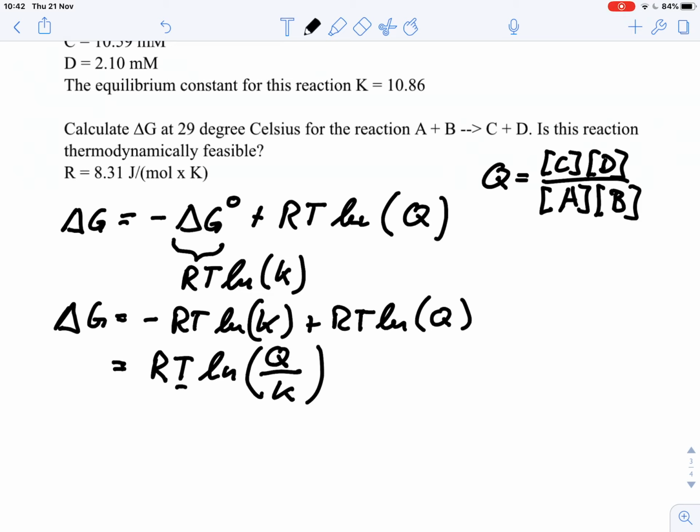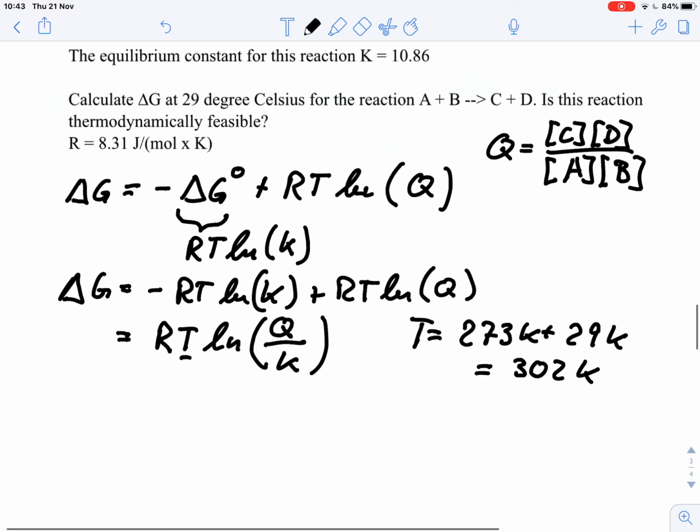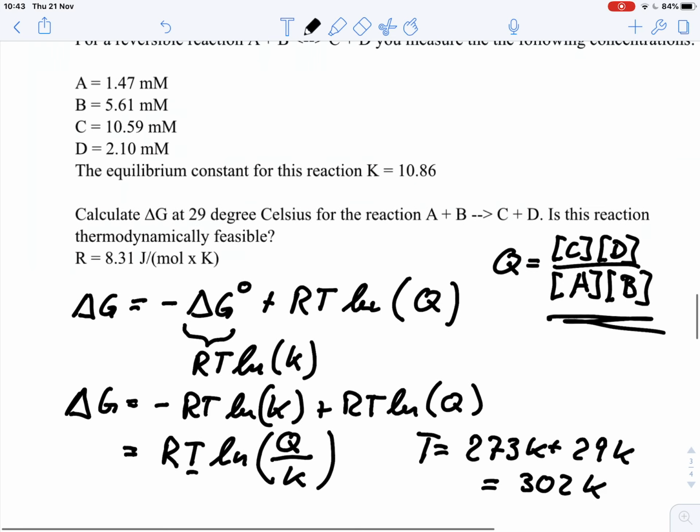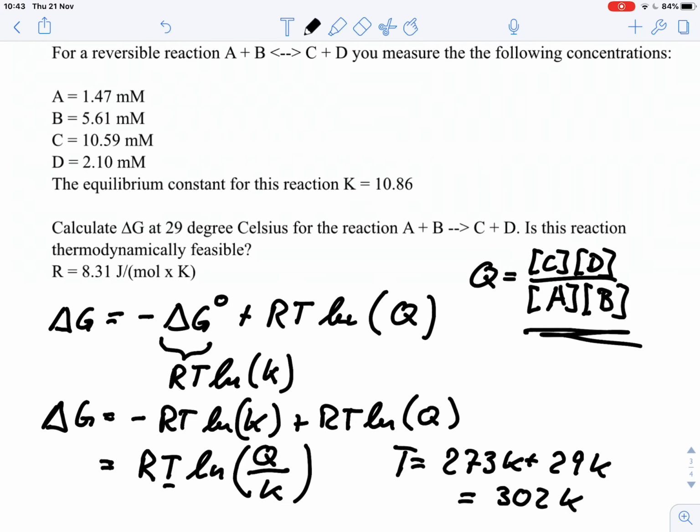We also need to be mindful that T is always given in Kelvin, so we've got 273 Kelvin plus 29 degrees, and this then gives us 302 Kelvin. We've been given 8.31 for our gas constant. So what we really need to do is calculate our mass action ratio from the numbers that we've been given.